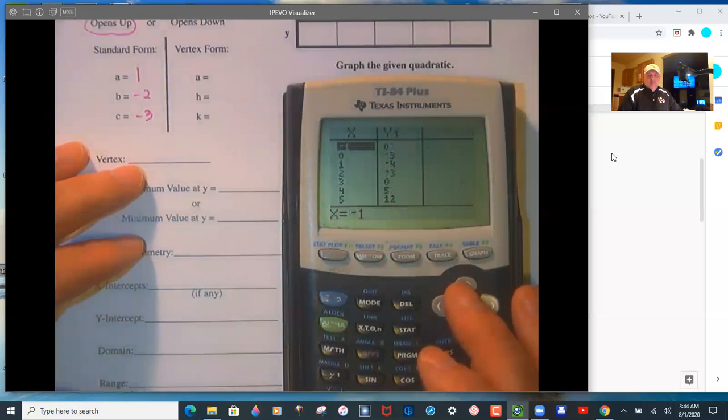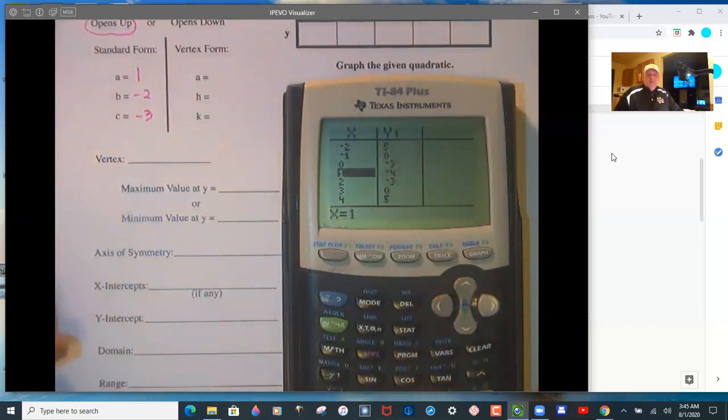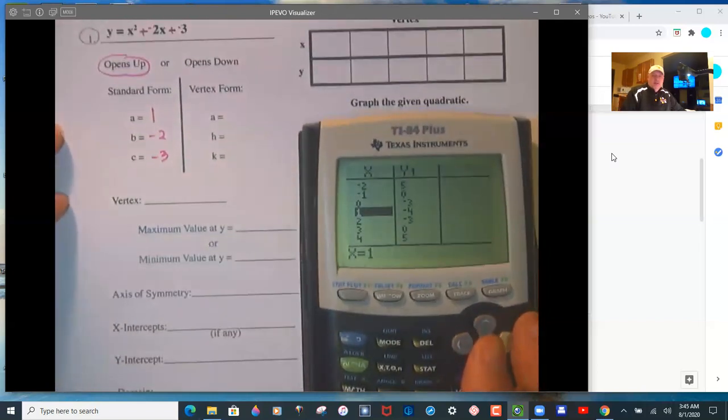And what you want to look for, so I see the vertex right now is 1, -4, because above and below the -4, I'm seeing these paired y values that are the same. And that's how you know that you have the correct vertex. So 1, -4 is it.